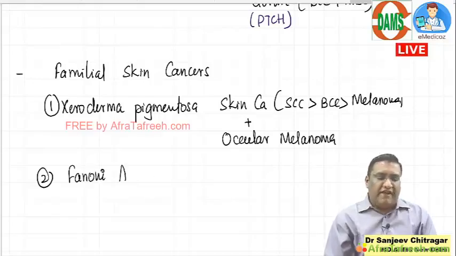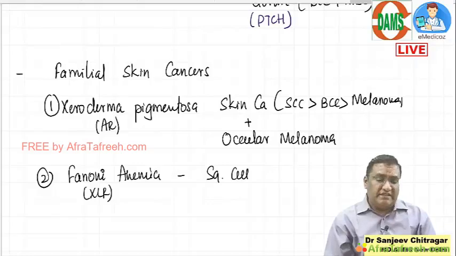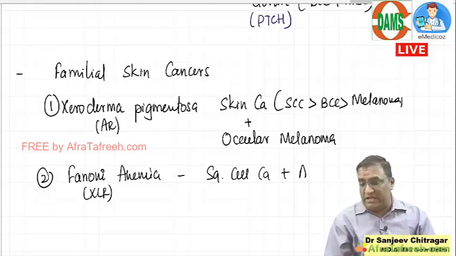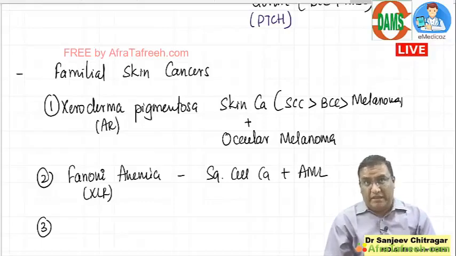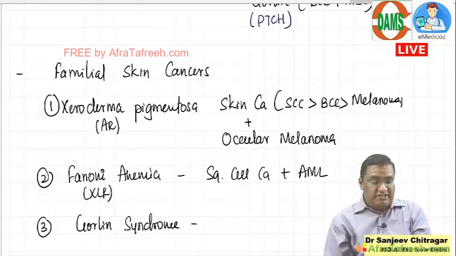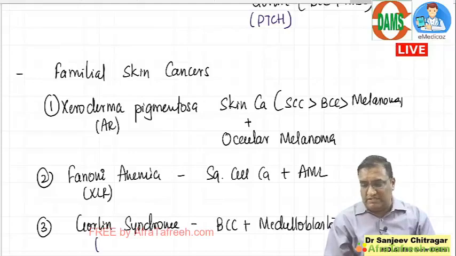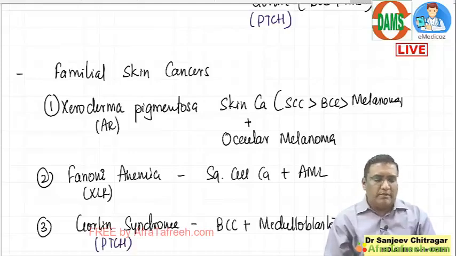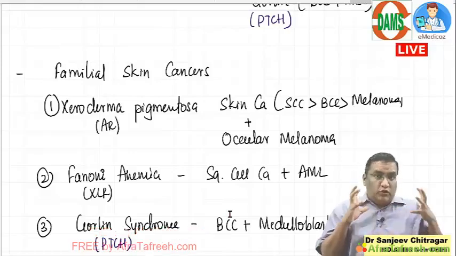Next is Fanconi's anemia. Fanconi's anemia is an X-linked recessive disease, and this is associated with squamous cell carcinoma and AML, acute myeloid leukemias. Then Gorlin syndrome, we just discussed. Gorlin syndrome will have BCC plus medulloblastomas. Gorlin syndrome, PTCH mutation, right? So this is how I end up looking for keywords.